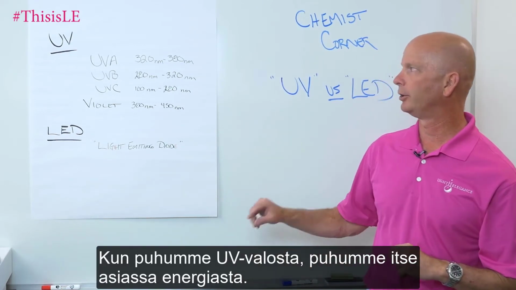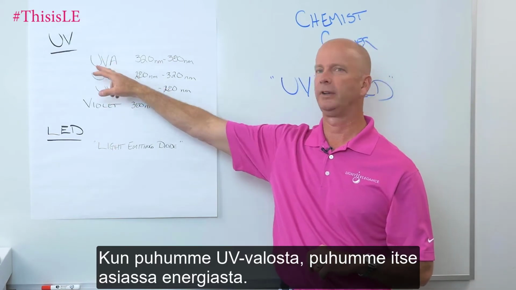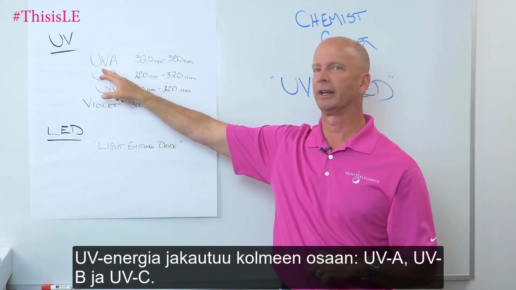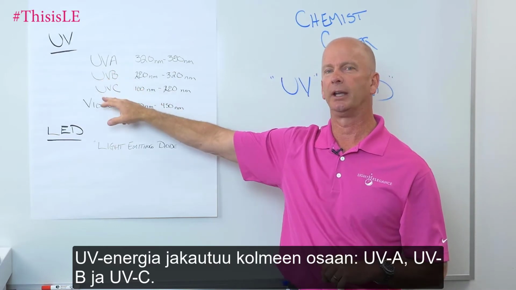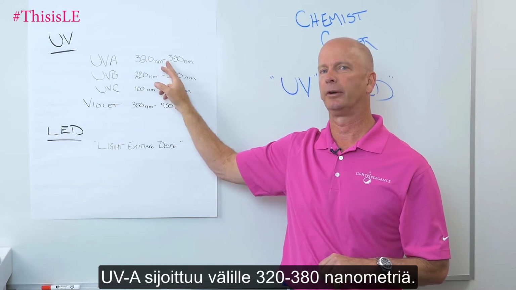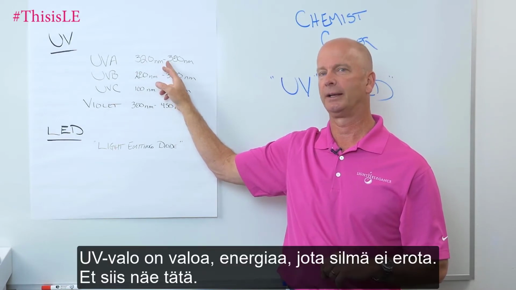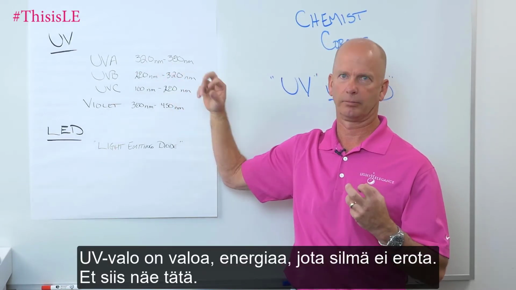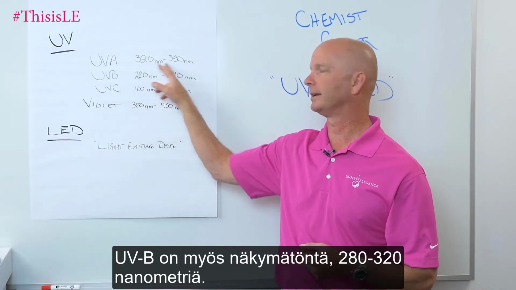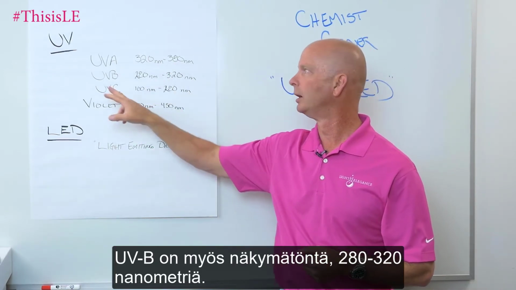When we talk about UV light, we're talking about a range of energy. That energy is broken down into UVA, UVB, and UVC. UVA is from 320 nanometers to 380 nanometers. UV light is an energy source you cannot see. You can't see it very well.